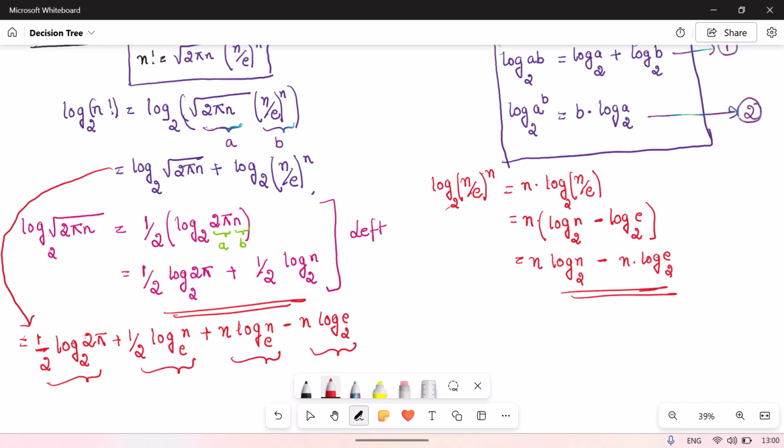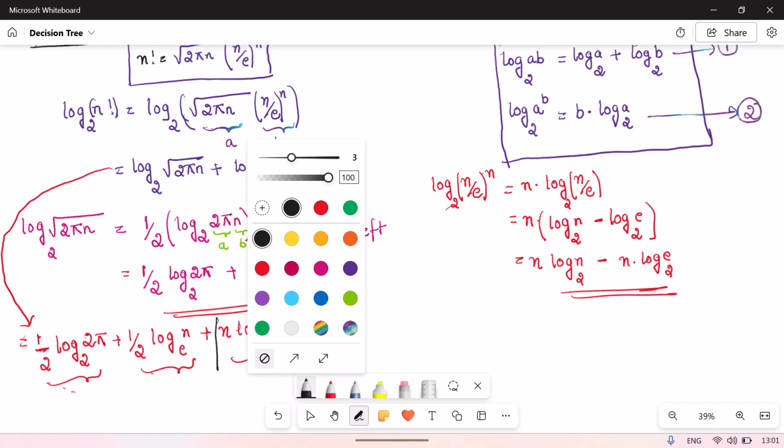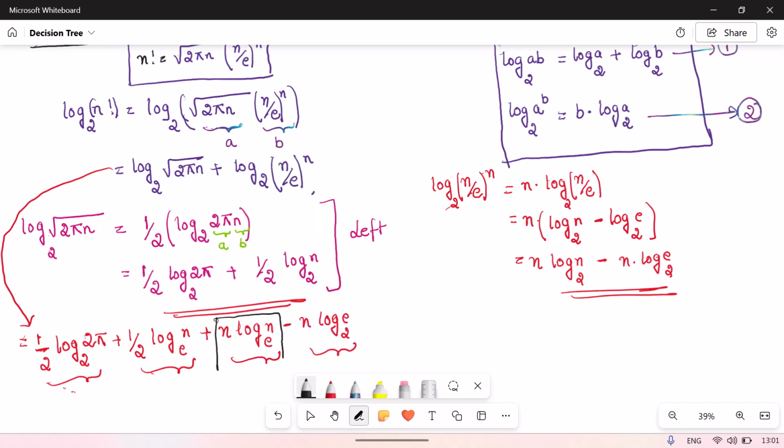But in your time complexity, what do we do when we calculate the time complexity? If there are multiple terms, we take the term which has the highest value. Correct? So here the first one has half, the second one also has half, and the fourth one is n into log e. So we consider only the one with the highest value, that is n log n. Ignoring the other terms, we only consider the one with the higher value.